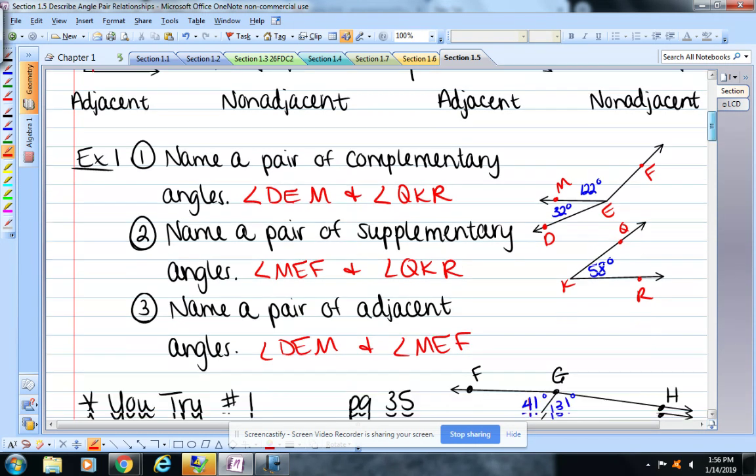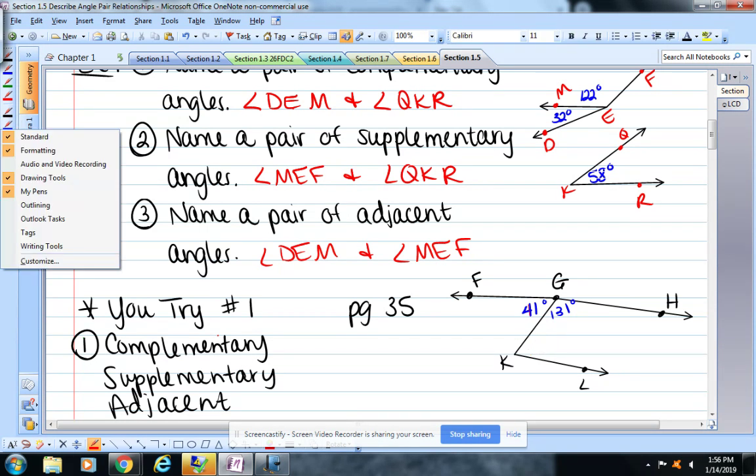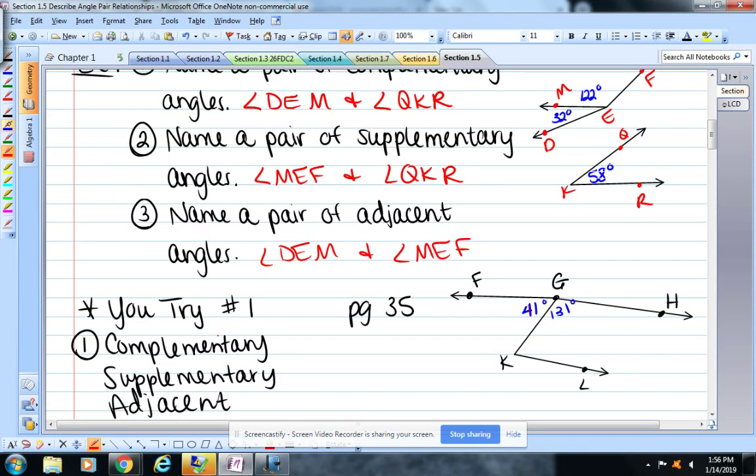All right, y'all try this one real quick. I want you to tell me the pair of complementary, the pair of supplementary, and the pair of adjacent angles. That says 49 degrees. I don't know why that red thing is there. You don't have to redraw the picture. This one is 41 degrees, this one is 131 degrees, and this one's 49. And I think that's the same picture on page 35 if you need to look in your book to have it more clear for you.